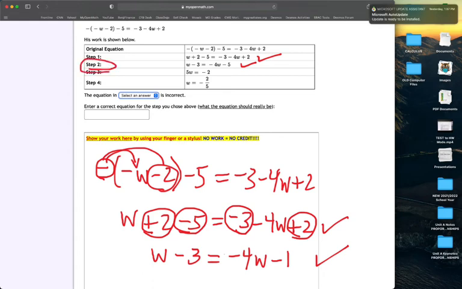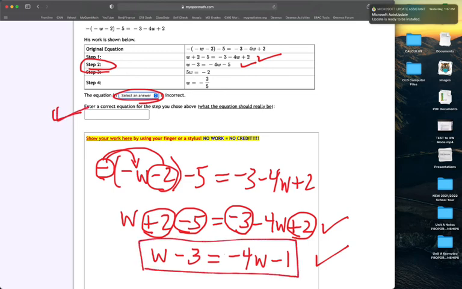And then we are supposed to write in this area, so we would select step 2 right here. And then in this area right here, we're going to write down what that part should really look like, because it says enter a correct equation for the step that you chose. In other words, what it really should be. And this is what it really should be. So we should be writing that in that area right there.